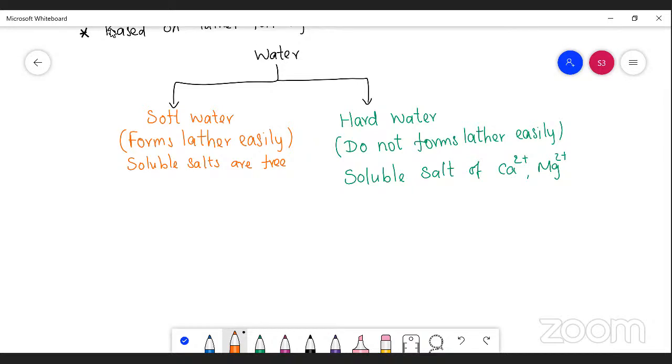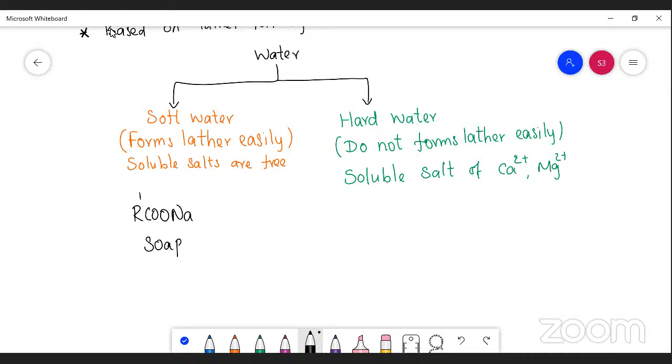And you know what do you mean by soap? Soap is nothing but the sodium salt of fatty acid, RCOONa, and here R represents more than 15 carbons. So the sodium salt of fatty acid is nothing but a soap.